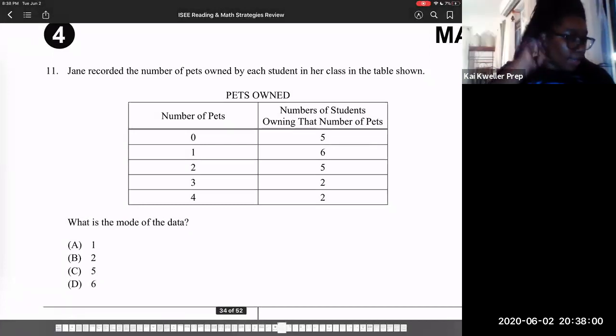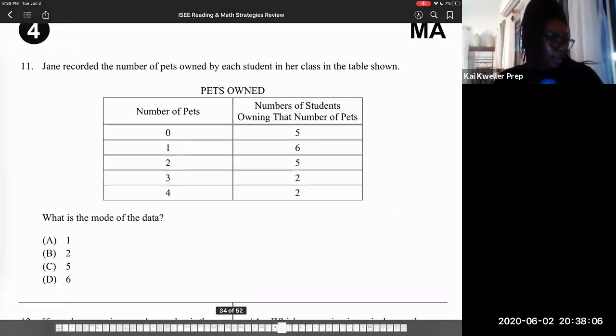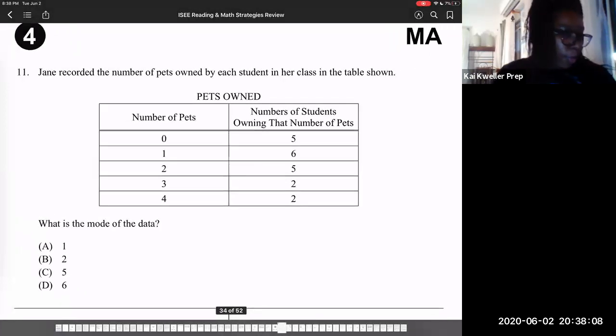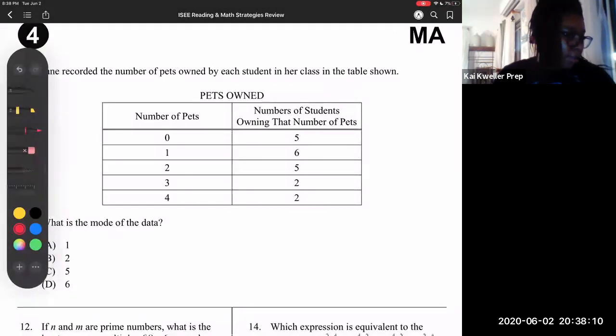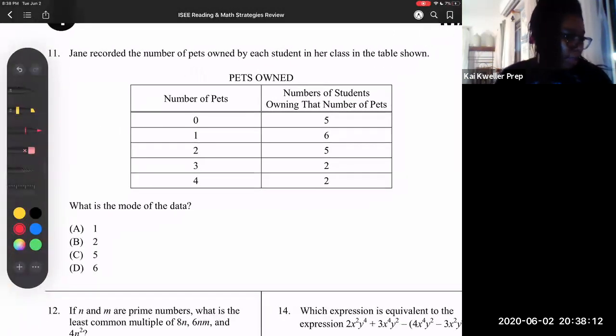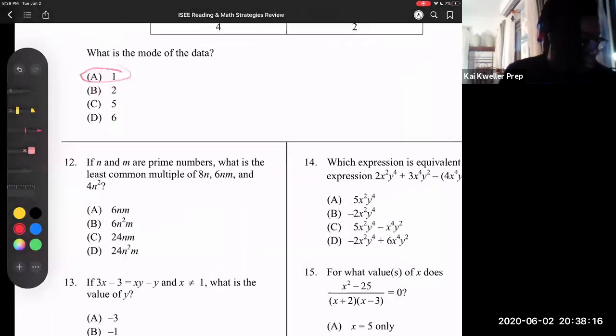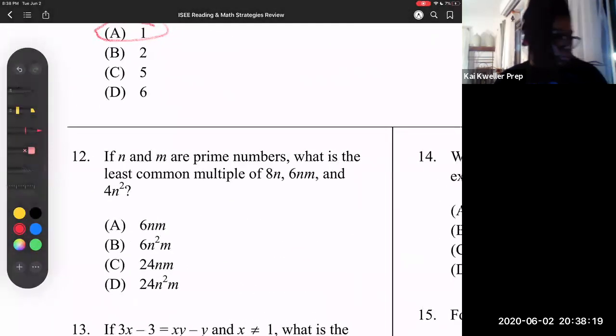So we have six people that own one pet, which means that the number of pets that is most owned is one, because six people have one pet. So most people in the class have one pet. Okay.